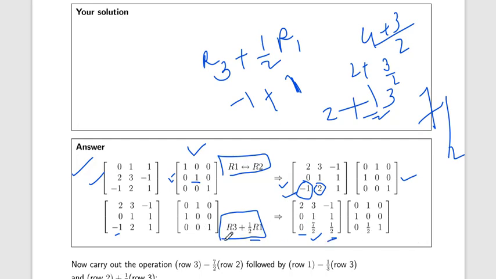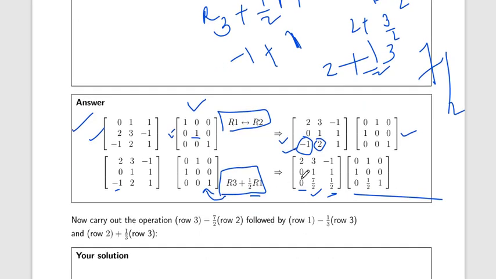Also this operation we apply in the identity matrix too. So this will become 0, 1 by 2, 1. This is a mathematical calculation, okay, addition and subtraction. Okay, so now we have 0 0 7 by 2.